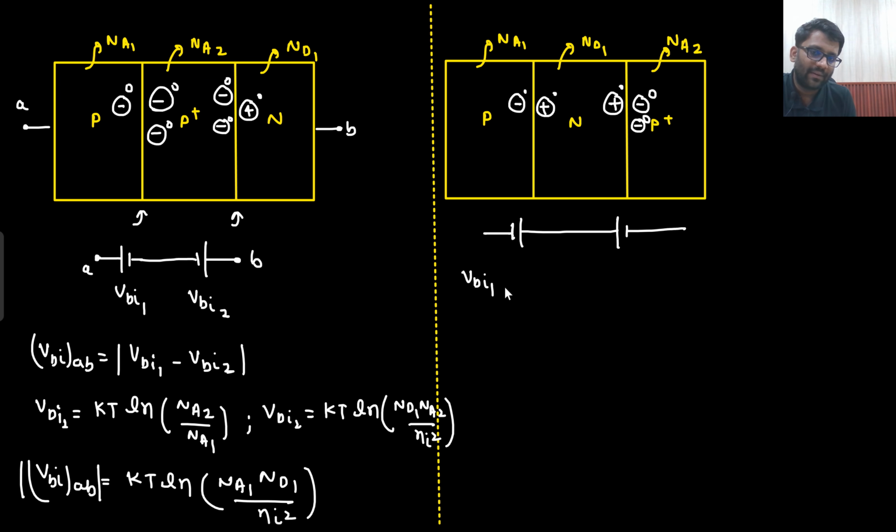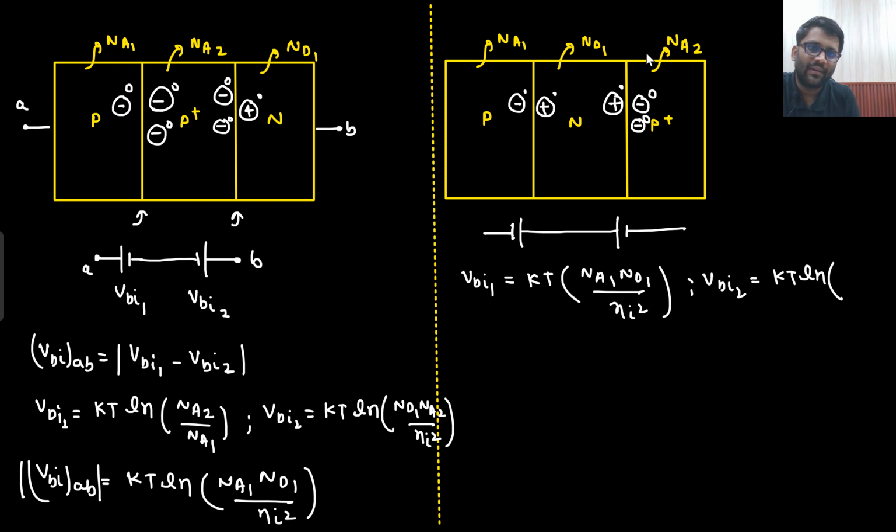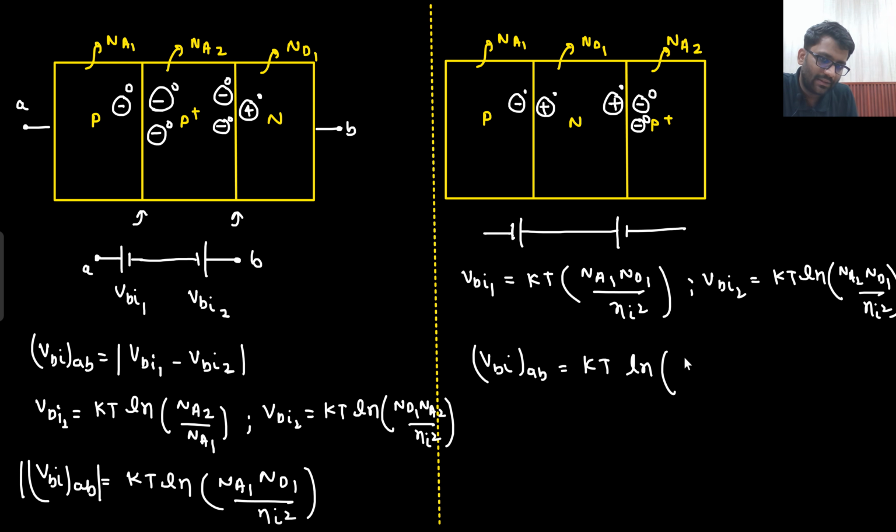So what will be your V built-in 1? KT ln Na1 Nd1 divided by Ni square. And what will be your V built-in 2? That would be KT ln Na2 Nd1 divided by Ni square. Okay, subtract both of them. That would be your V built-in between A and B. If I subtract both of them, Ni square will go upward, Nd1 will get cancelled out. The answer we are getting is Na2 divided by Na1. I always care about the magnitude. So ln higher concentration divided by the lower concentration. Now look at the answers very carefully.